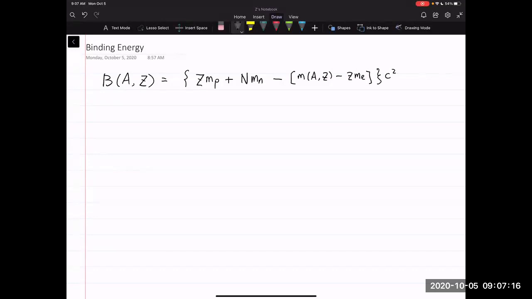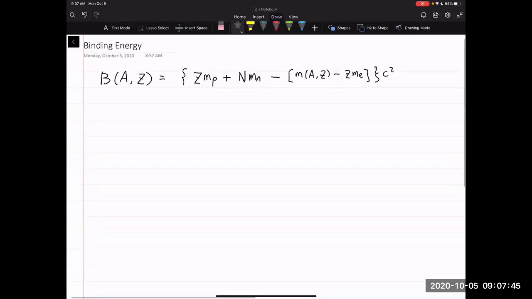Then we can rearrange this equation a little bit. We have minus Z times the electron mass here. Now electrons are very light, but when we think about a heavy nuclide like uranium, we still have quite a few electrons. It might be better to put the electron mass here as well. Then for minus Z times electrons, we can merge this term with the proton term. This is simply Z times the mass of hydrogen. So we put the proton and the electron terms together, and that's the mass of hydrogen.